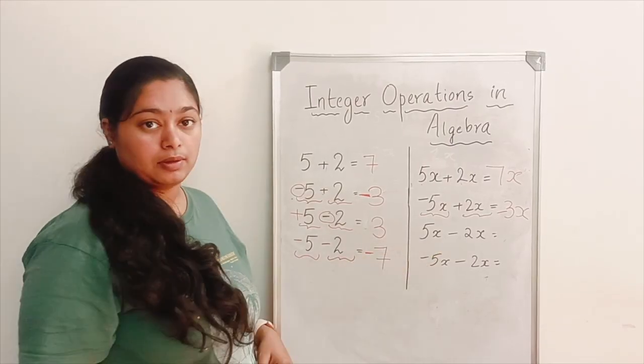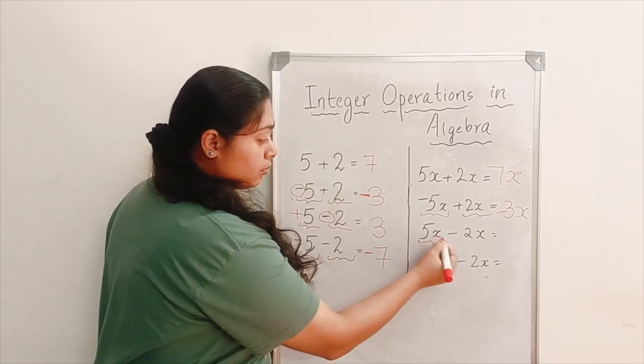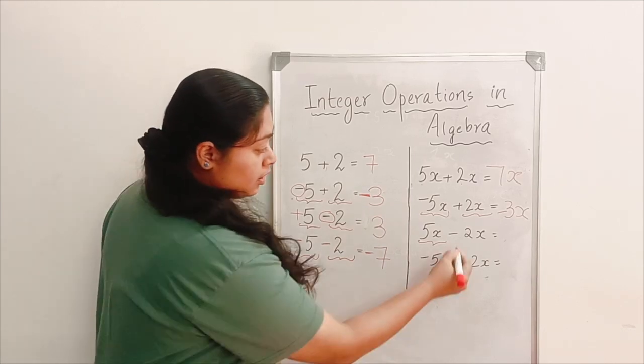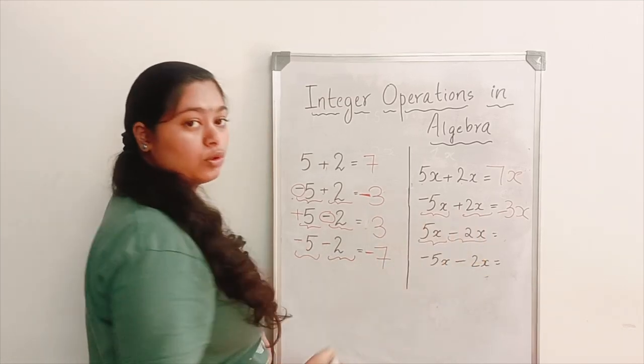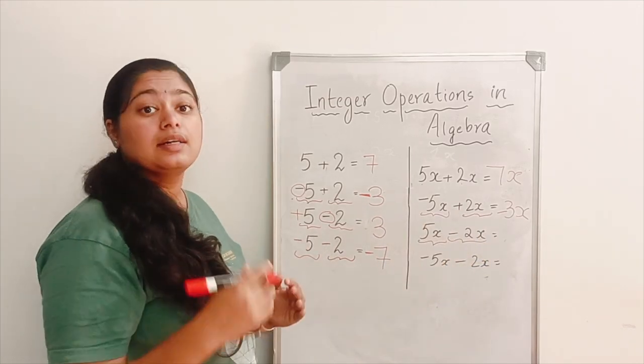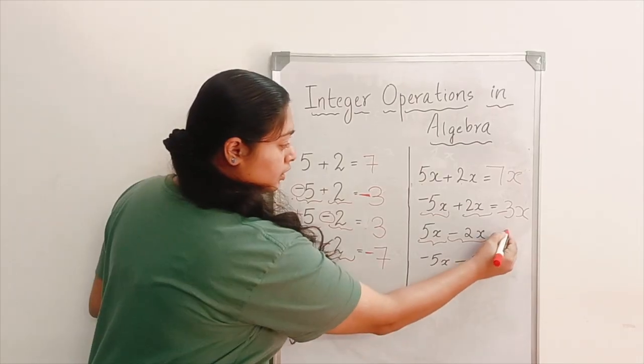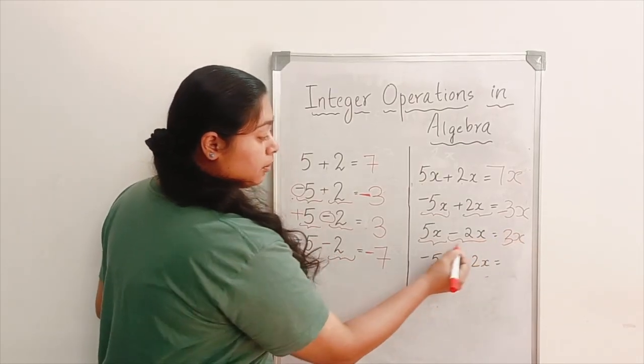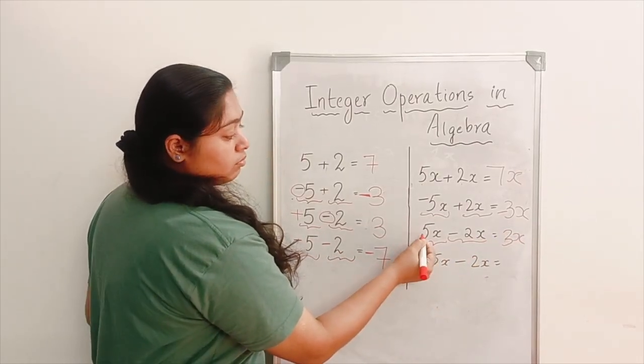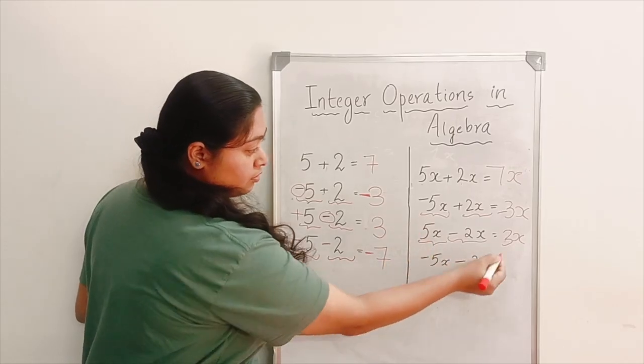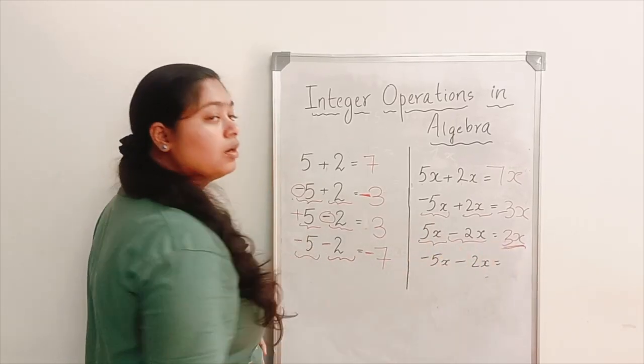Third example. One positive number, that's positive 5x. And this is a negative 2x. One positive, one negative. Subtract them. 3x. And the bigger number is 5, which is having nothing in front of it, which means positive. So 3x is also positive.